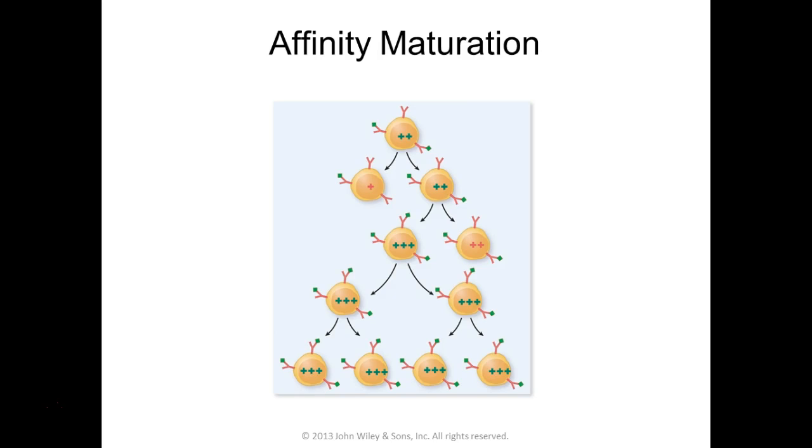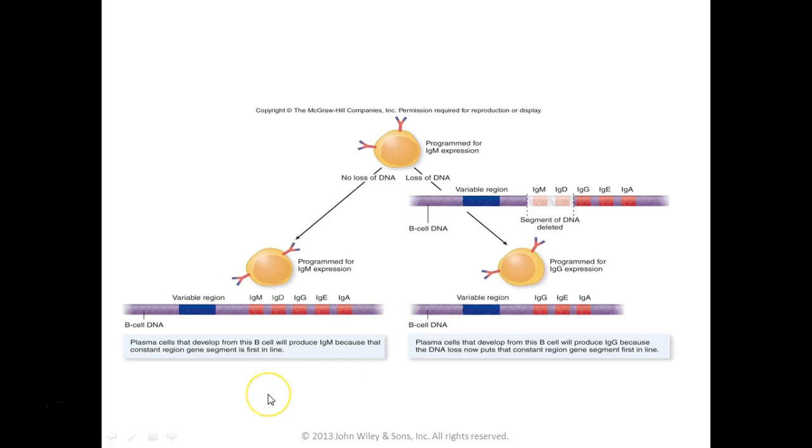So we kind of tweak it as they go. This is different from what T cells do. So affinity maturation happens, and in our second response, this is why we're so much better, because we've already tweaked it the first time. We've already got the best.